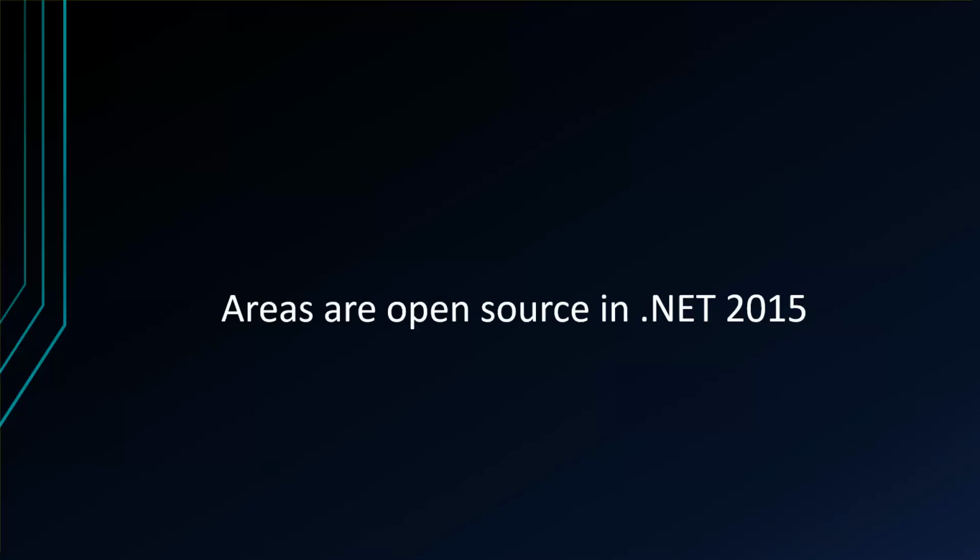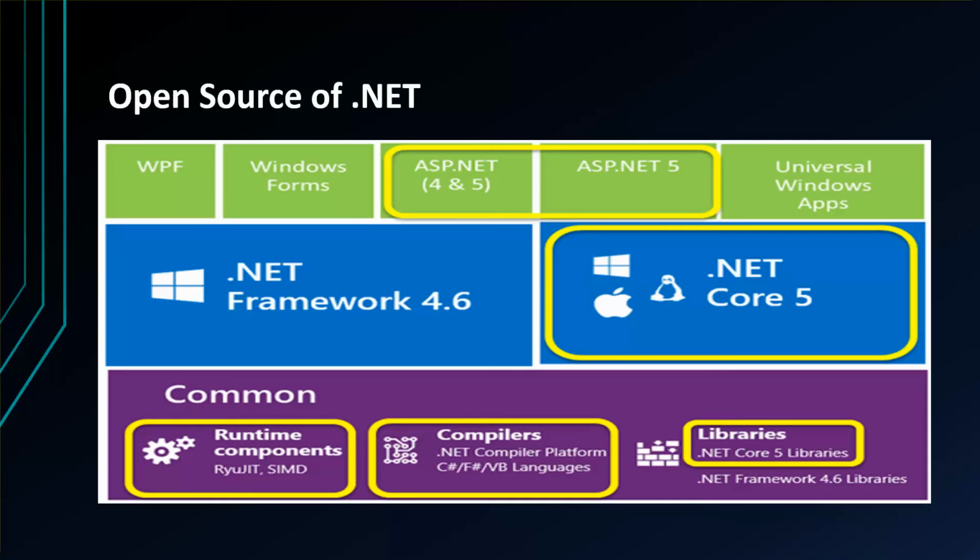There are some areas they made open source in the .NET 2015 architecture. The area highlighted in yellow, the runtime components and compilers, libraries, .NET Core 5, ASP.NET 5 and ASP.NET 4, these are the areas they made available as open source.